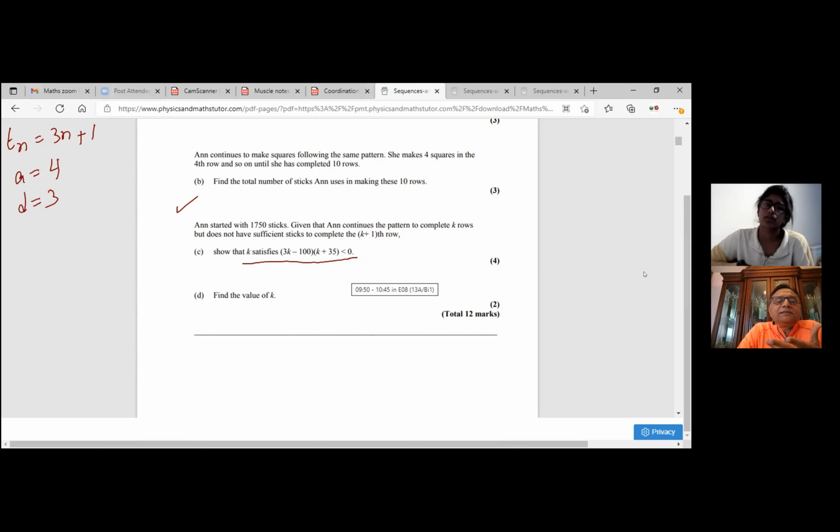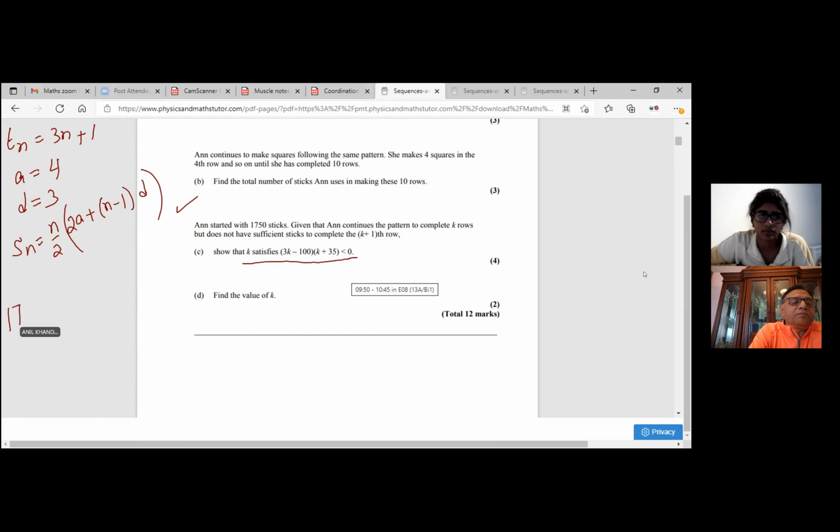So basically, the maximum gives you the total, right? So the total cannot exceed the sticks she has. The total formula, Sn, as you know, is n over 2 times 2a plus n minus 1 times d. That was our formula, right? Now, she has 1750 total, right? So this number has to be greater than or equal to the total which can be used in the kth row. Exactly, we can do those many.